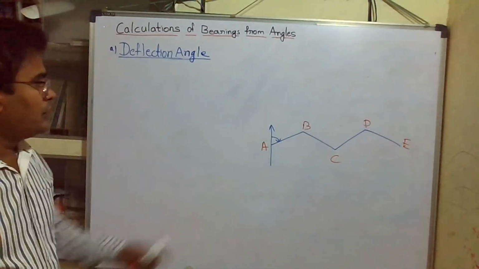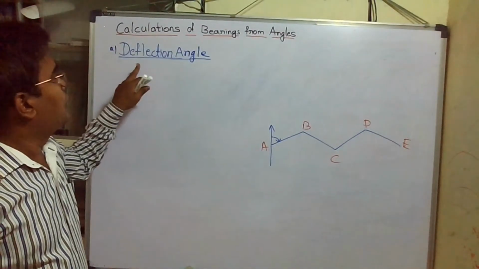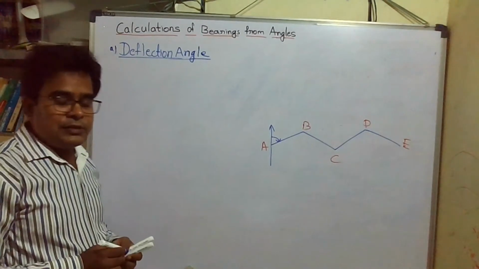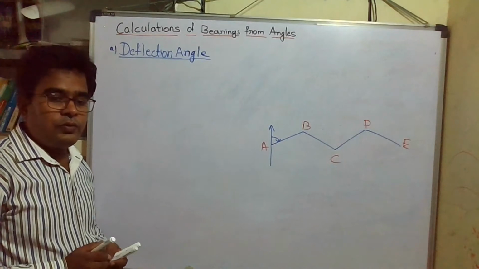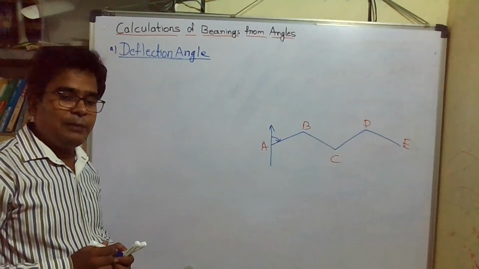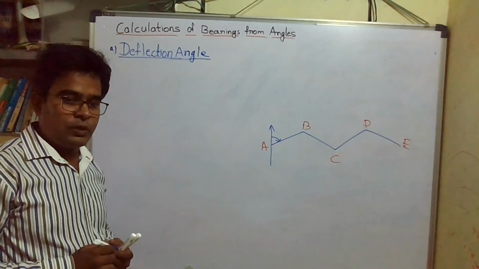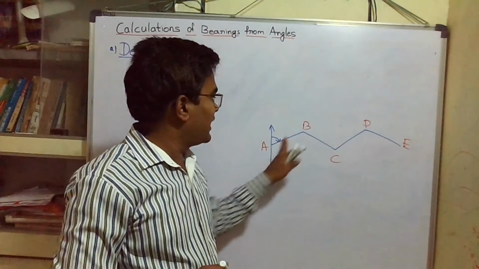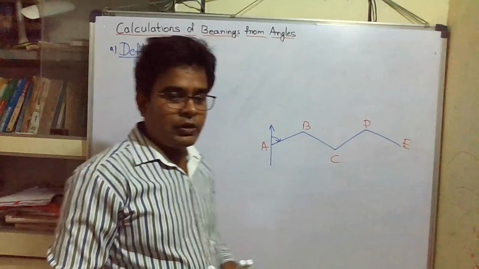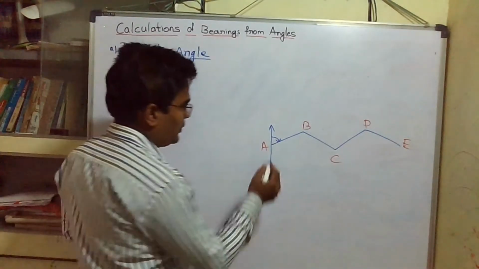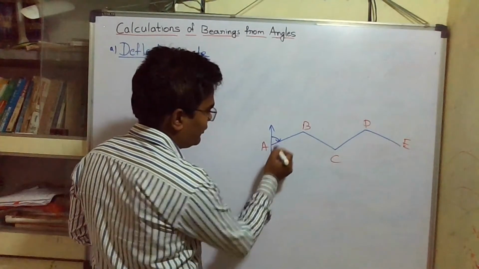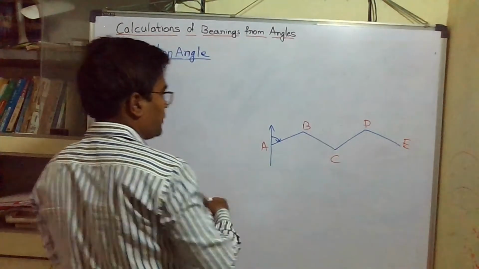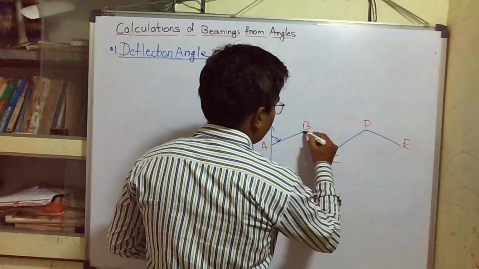Here now we will see how to find out the bearings from the angles when we do traversing by deflection angle method. In the deflection angle method, if there is a traverse like A, B, C, D, E, we find out the bearing of the first line only, and then we find out the deflection angle of the remaining lines.